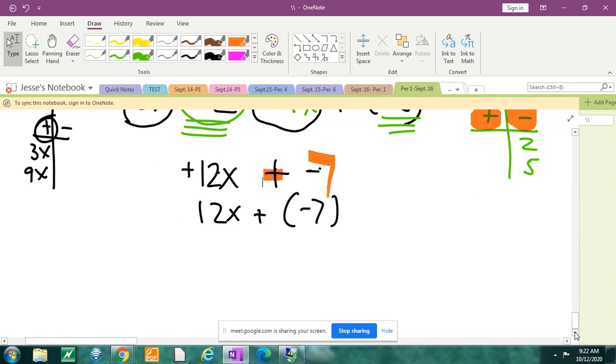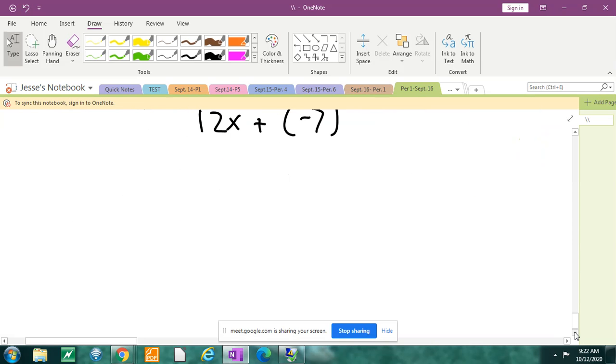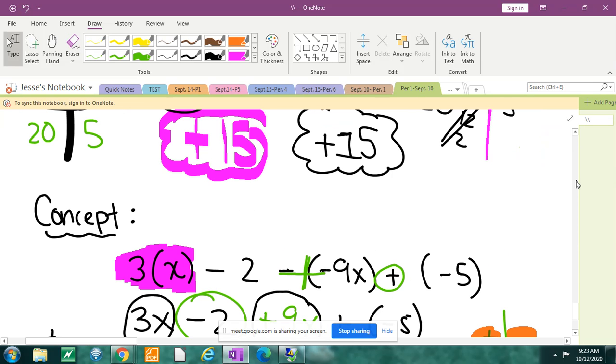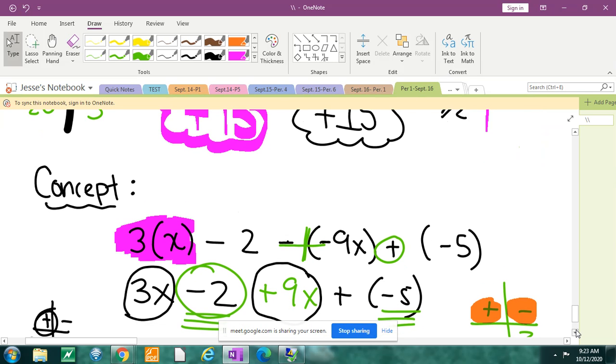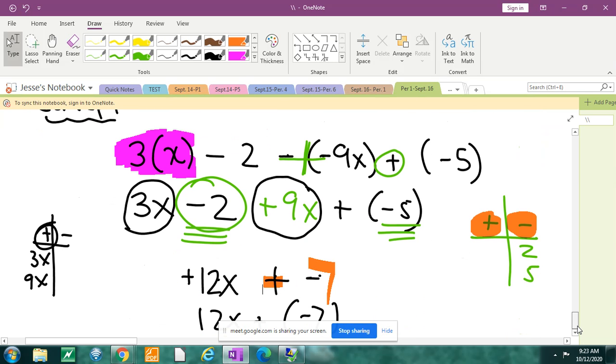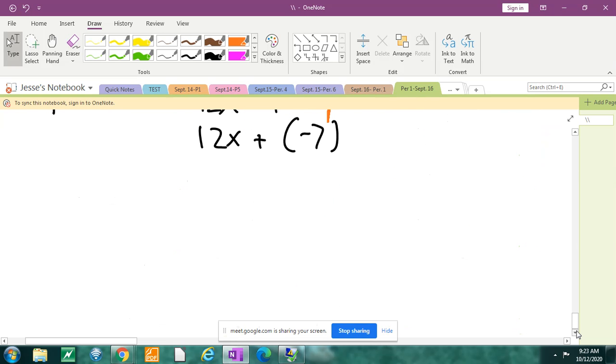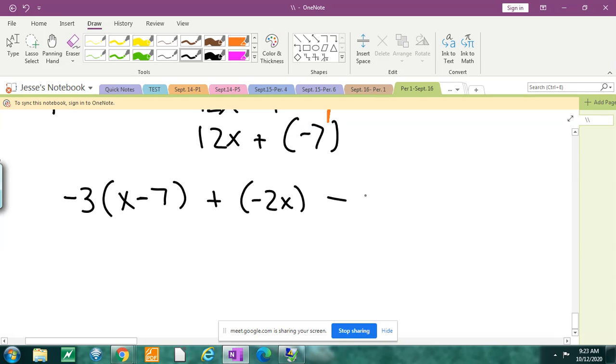Good. So now let's go to the next step. All right? So now we're going to do the same type of problem, but I'm just going to change it up. I'm not going to put 3 times x. Let's put negative 3 times x minus 7 plus a negative 2x minus 21. Okay, go ahead and write that down real quick.